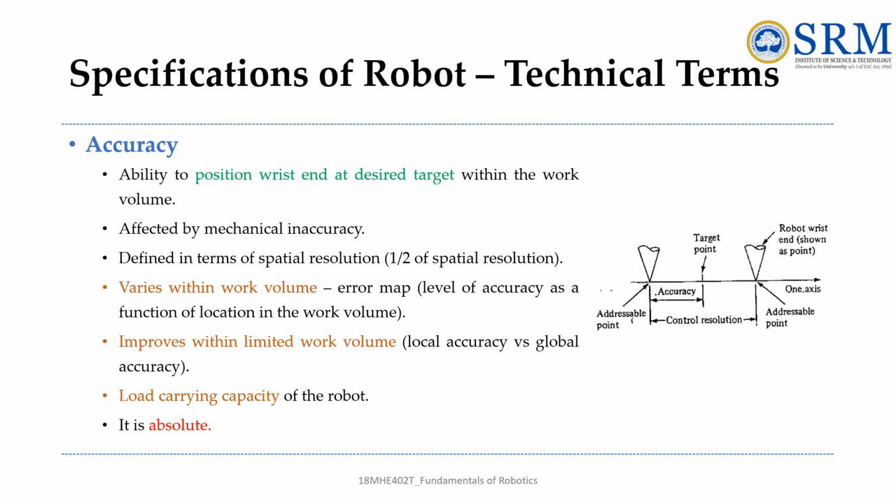This variation is known as the error map. The robot's ability to be accurate can also depend on how much weight it's carrying. Heavier loads might affect its precision. Accuracy is an absolute measure telling us how well the robot can hit its target, and it's influenced by mechanical imperfections in the robot's components.